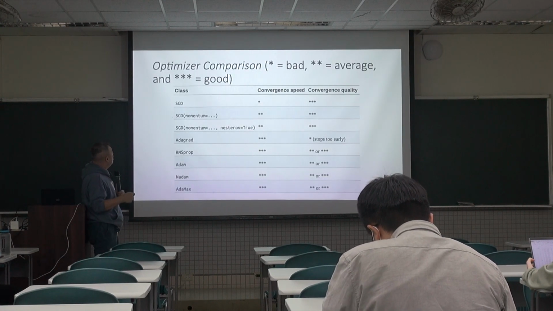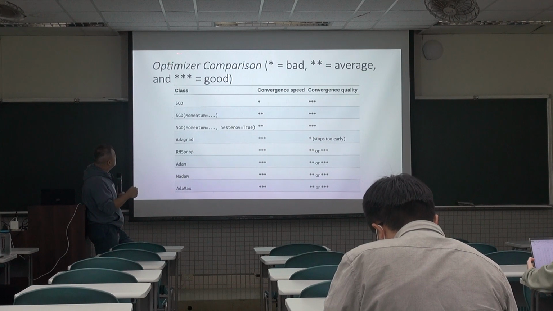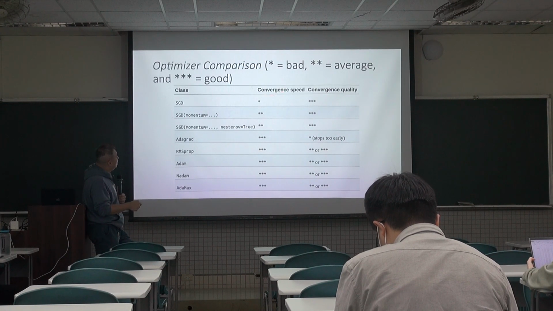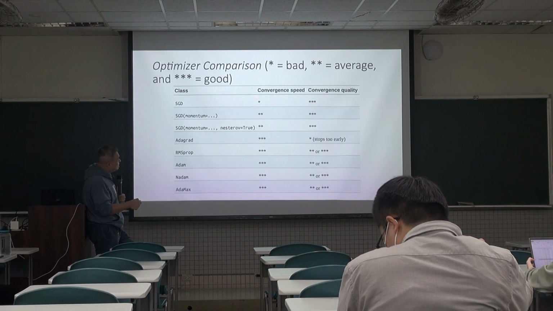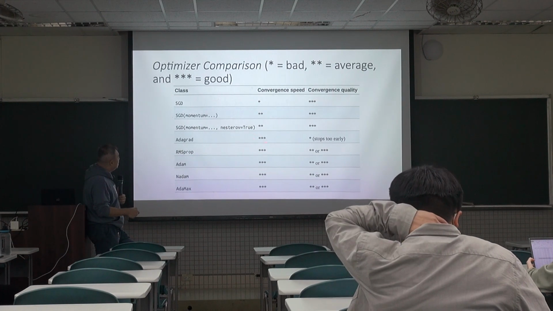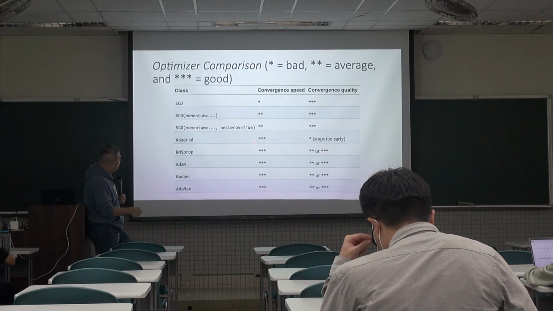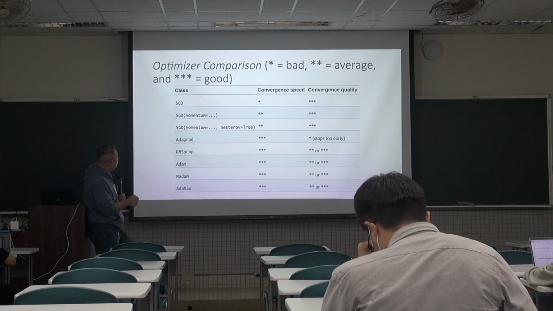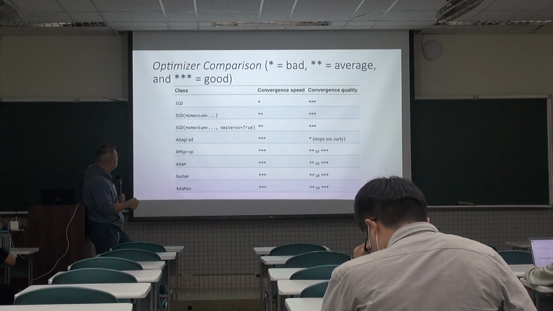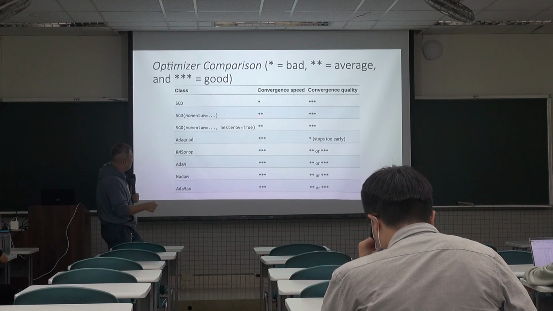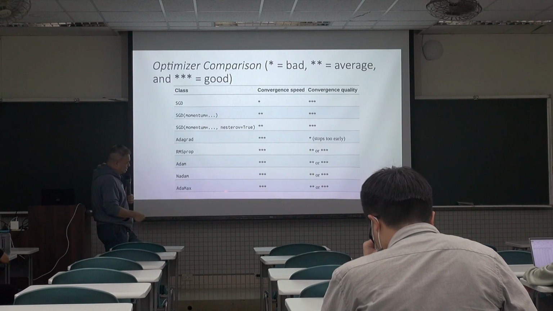And so far, all the optimizers that we have covered are listed in this table, and we also list their convergence speed in general. Of course, the one with 3 stars normally means they converge faster, but momentum or NAG converge well, but not as fast as those adaptive optimizers.